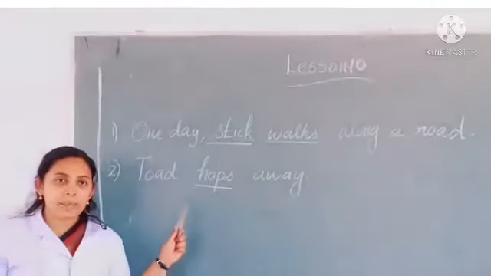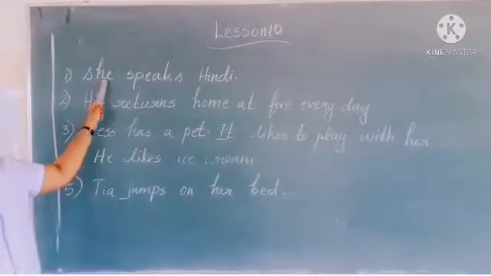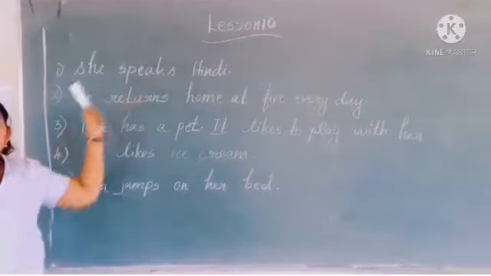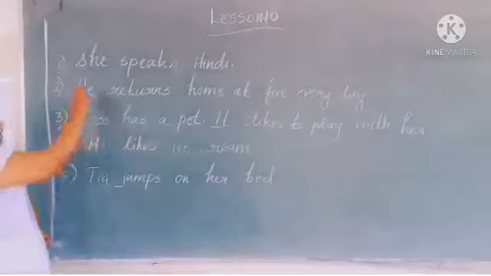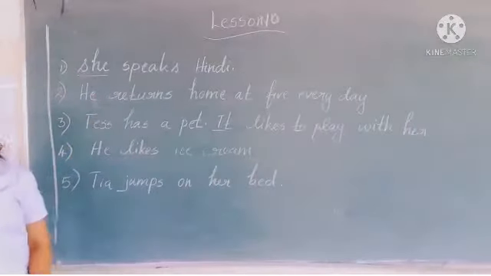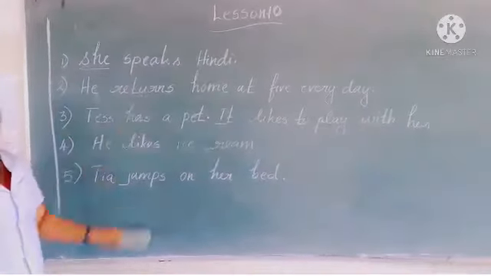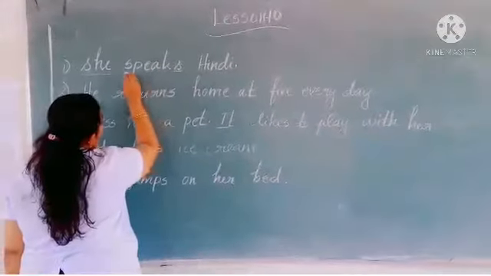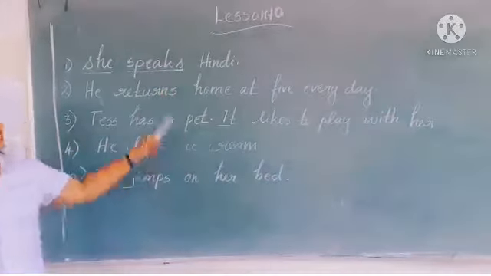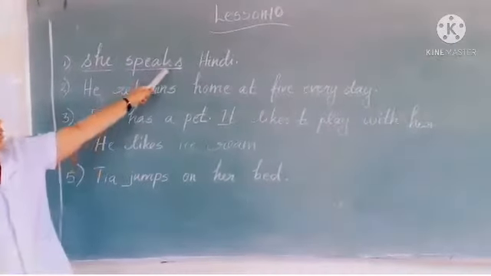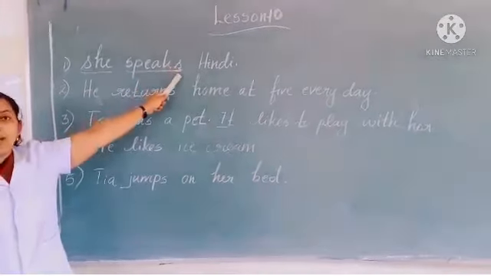We can see the examples. See the first sentence: She speaks Hindi. Here which is the noun? Yes, she is the noun. She is how many persons? Only one girl. Yes. So in such cases we can add s to the verb. Speaks. Here the verb is speak. So here the noun is she, only one. So that's why we add s to the verb.